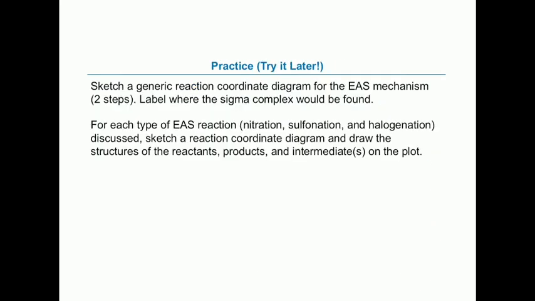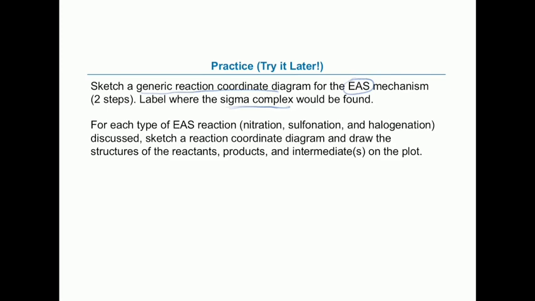Okay, for the try it later, what we're asking you to do is sketch a generic reaction coordinate diagram for electrophilic aromatic substitution, labeling where that sigma complex is going to sit. That's the cationic intermediate that we generate on the path for the aromatic substitution reaction.